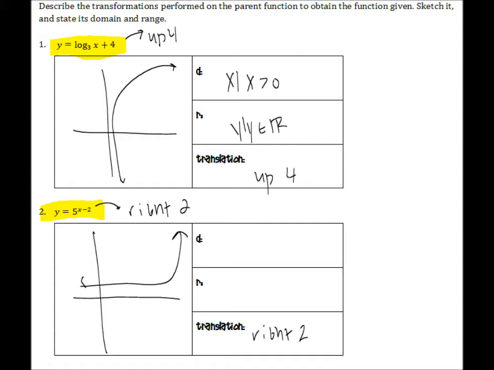Just like before, this shift doesn't affect its domain, range, or asymptote. Its domain is the same as always. X is all real numbers. And its range is still the same. All the y's are greater than 0. Try 3 and 4 on your own.